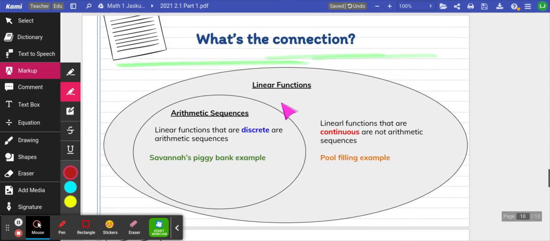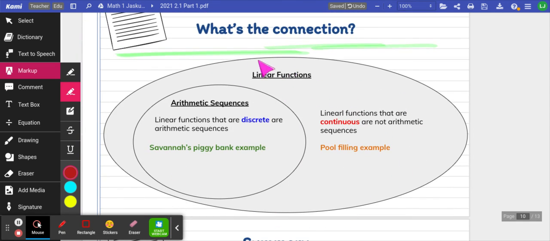Okay, and then the last thing, where does this fit in with the whole scheme of linear functions? But a continuous function is also a linear function, or linear functions can also be continuous. But if they're continuous, they are not arithmetic sequences, because all arithmetic sequences are discrete. So I would add this to your oval.